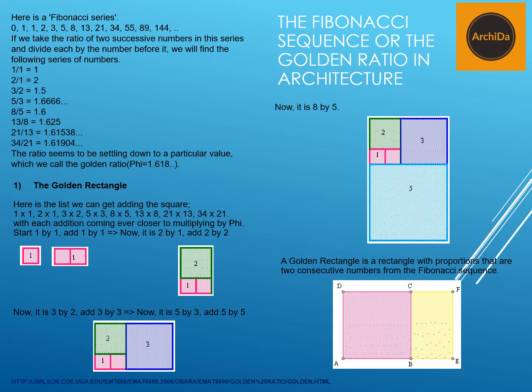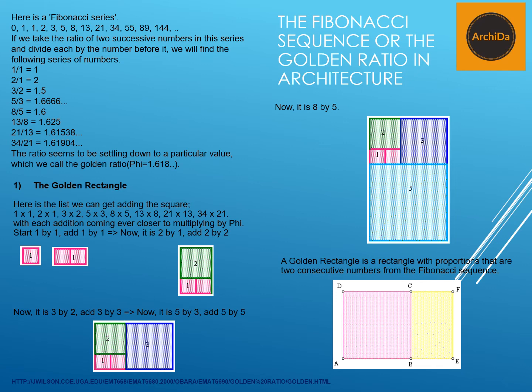Now here is the Fibonacci series again. 0, 1, 1, 2, 3, 5, 8, 13, 21, 34, 55, 89, 144, and so on. If we take the ratio of two successive numbers in this series and divide each by the number before it, we will find the following series of numbers. Let's say 1 divided by 1 is 1, 2 divided by 1 is 2, 3 divided by 2 is 1.5, and so on and so forth. As the numbers grow bigger, you can see that the result is nearing 1.618. This ratio seems to be settling down to a particular value which we call the golden ratio.